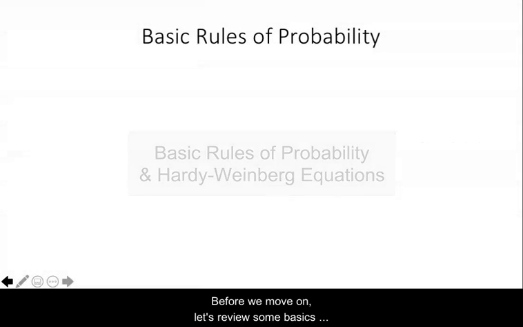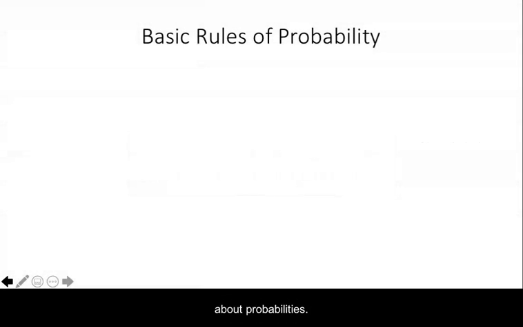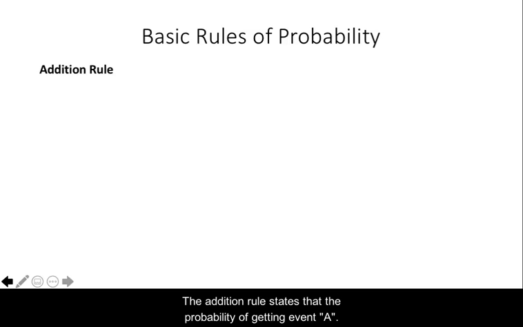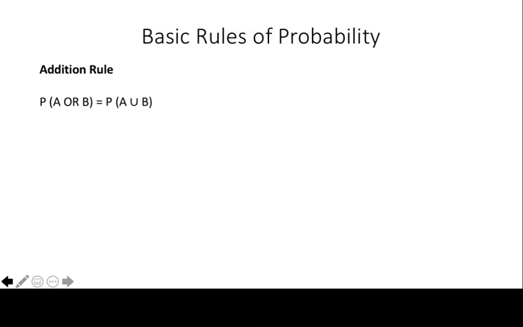Before we move on, let's review some basics about probabilities. The first rule we're going to look at is the addition rule. So the addition rule states that the probability of getting event A or event B, which also can be written as the probability of A in union with B. Note that this symbol here, which looks like a U, actually means union.